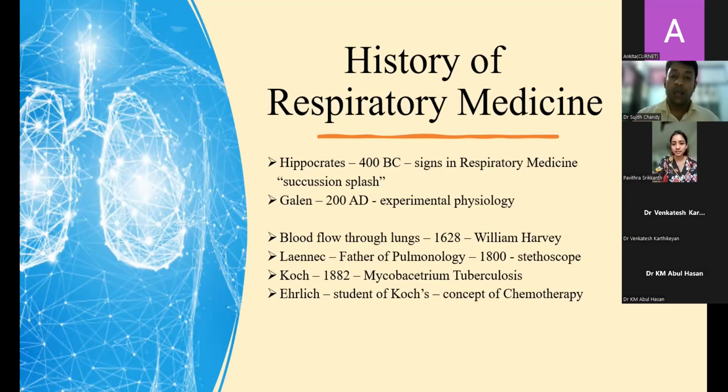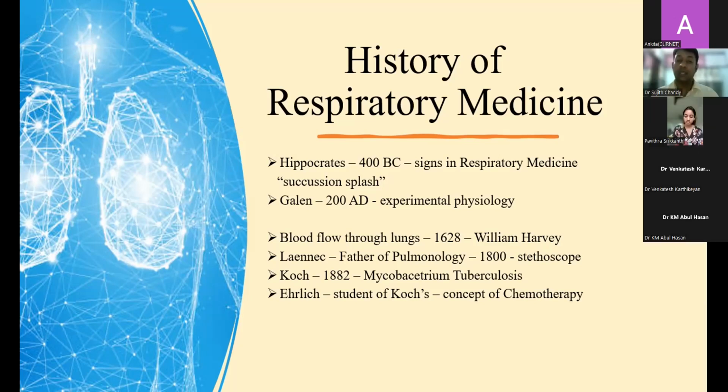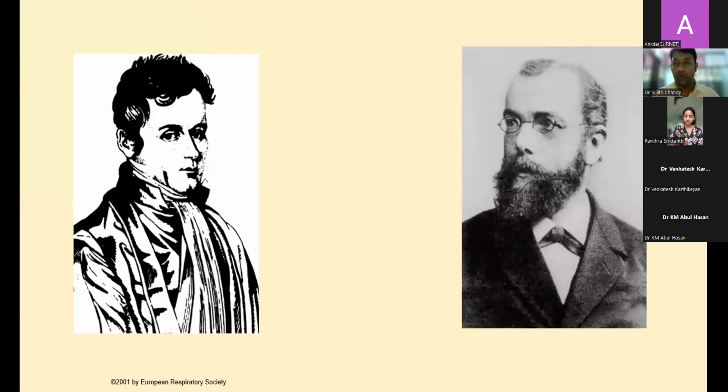Koch. Like Dr. Hariharan mentioned, chest medicine was largely restricted to tuberculosis, and I'll explain why before we expanded into other chest diseases. Following that, it was Ehrlich, who was a student of Robert Koch, who gave the concept of anti-tubercular therapy or chemotherapy, with which there were options available for good treatment of tuberculosis.